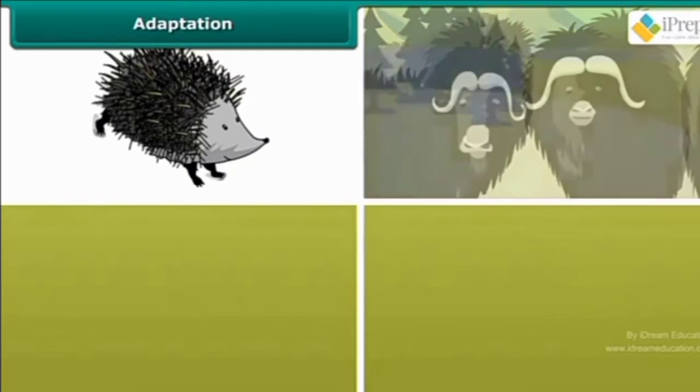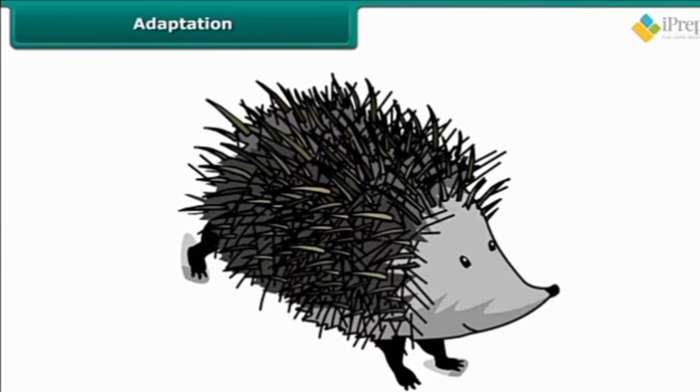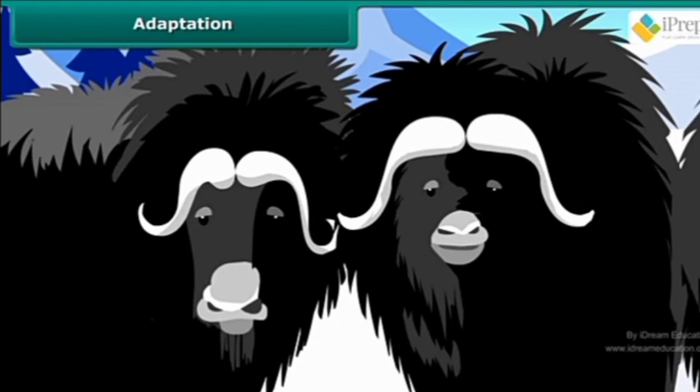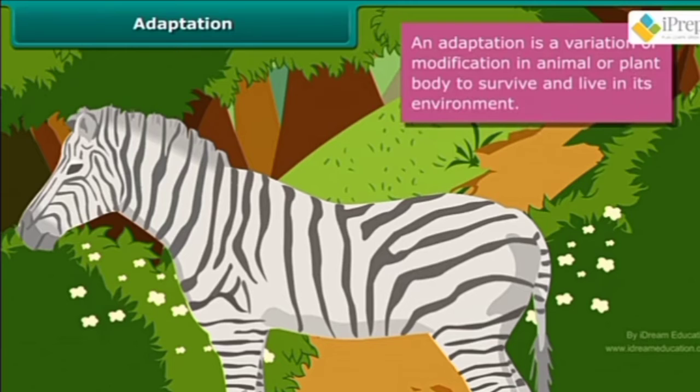Porcupine, yak, seal, and zebra have different types of physical features to survive and live in their surroundings. Porcupine has needle-shaped quills, yak has thick fur, and zebra has striped skin, which can be easily mistaken for bushes. These specific features are known as adaptations. An adaptation is a variation or modification in an animal or plant body to survive and live in its environment.